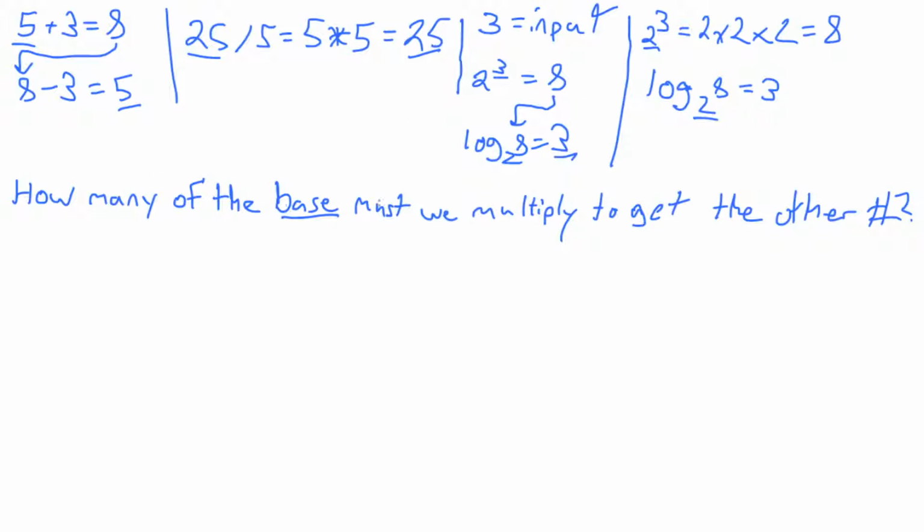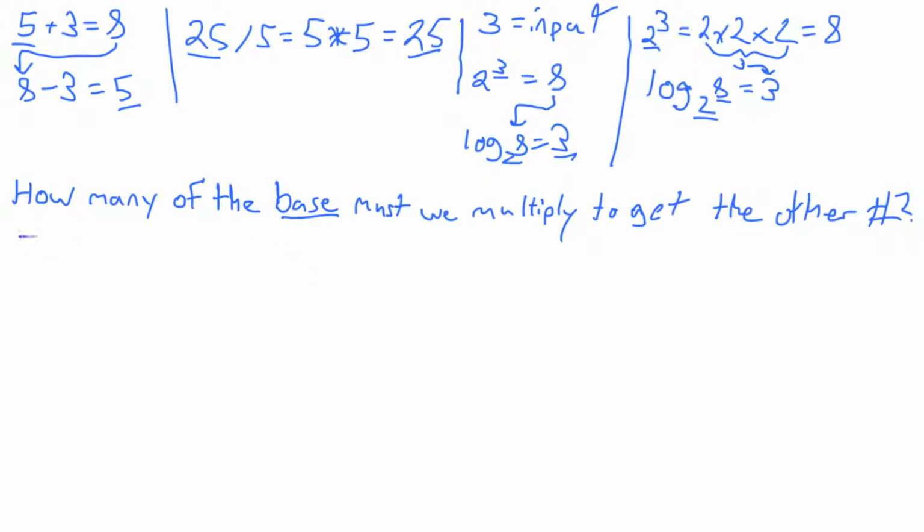So how many of the base must we multiply to get the other number? And the other number is the 8. And the answer is, if you see here, we multiplied the base, which is 2, 3 times. 1, 2, 3. That gives us our answer, 3. We've multiplied 2 3 times to give us 8. So 3 is the logarithm.